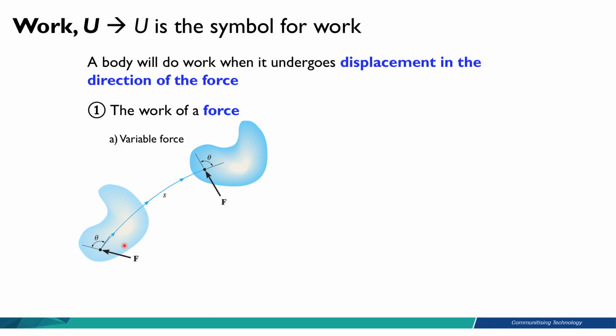So if we have a variable force, then we need to use integration to calculate the work done by the force. Here, UF is equal to the integration of F dr. dr is the change of position of F, and this can also be rewritten as the integration of F cos theta ds, ds being the displacement of the rigid body.